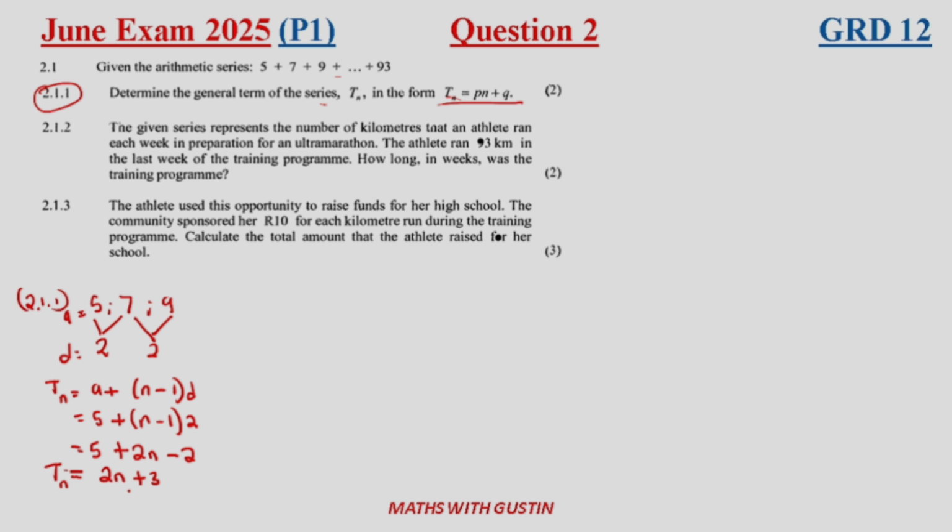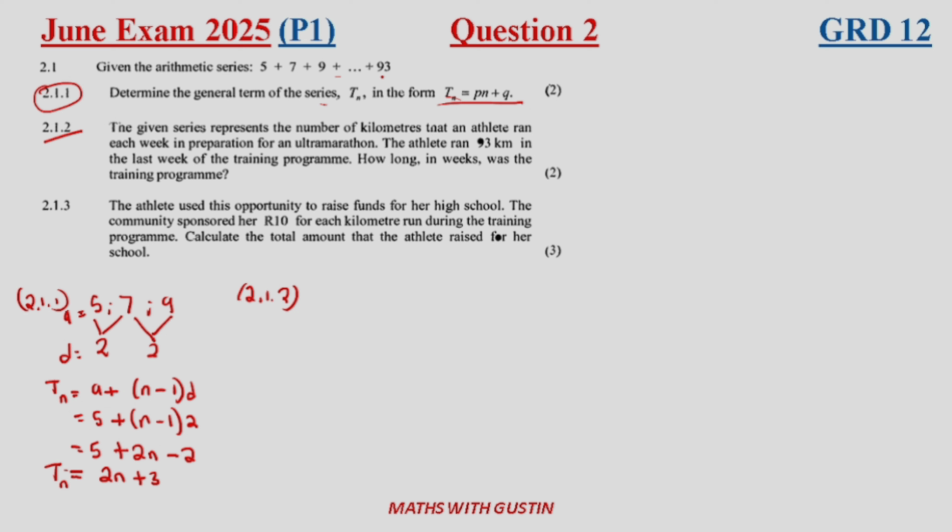2.1.2 says the given series represents the number of kilometers that an athlete ran each week in preparation for an ultra marathon. So let's say this was week 1, the athlete ran 5 kilometers. This was week 2, and so on and so forth. Then this is week 3, and this is week n, because we don't know which week this one is.